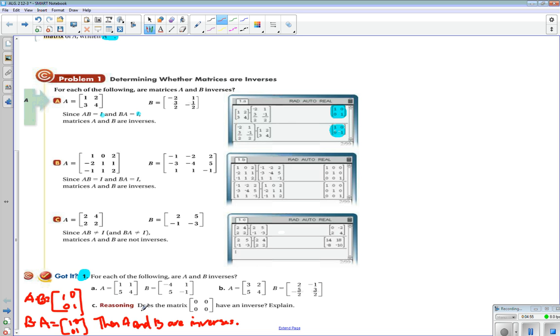Look at the reasoning. Does the matrix 0, 0, 0, 0 have an inverse? Explain. Since there is nothing you can multiply 0 by to get a 1, it does not have an inverse.